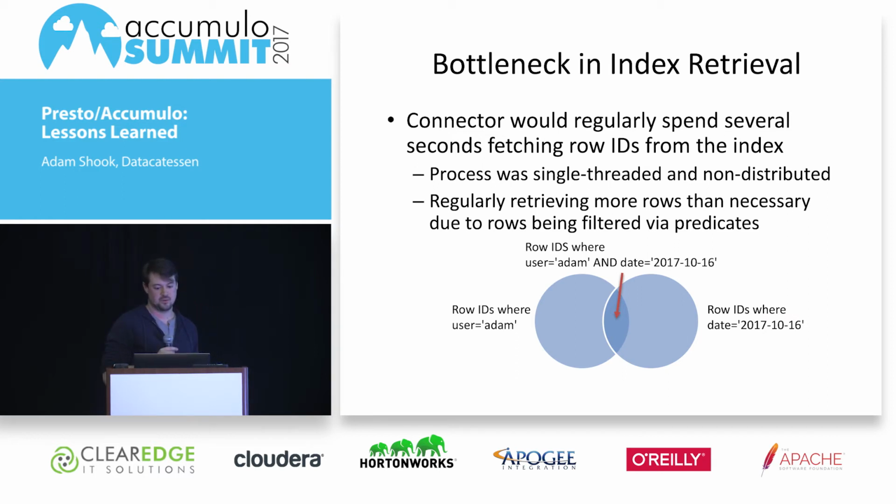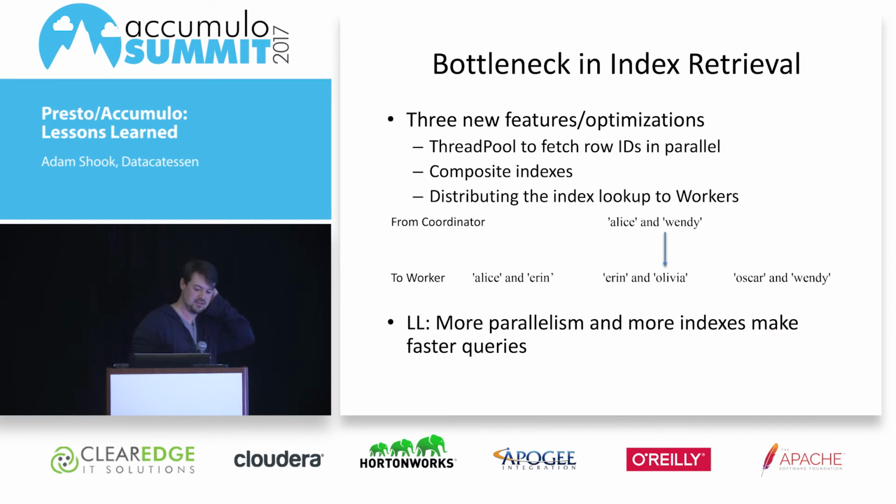So it wasn't distributed. It was a single-threaded process. Get all the rows for Adam, get all the rows for the day, set intersection. So it's regularly pulling out more rows than necessary. This was the biggest optimization that we had, taking queries that were taking 40 or 50 seconds down to a handful of seconds by adding these new features and optimizations.